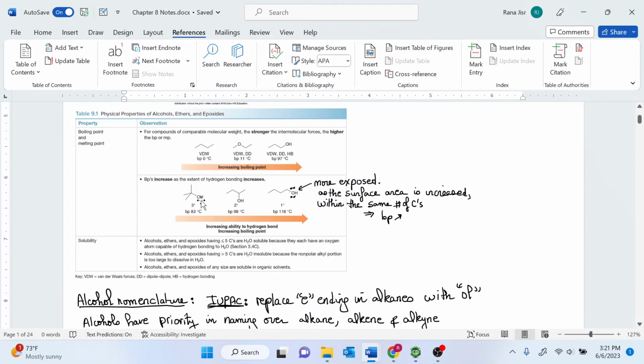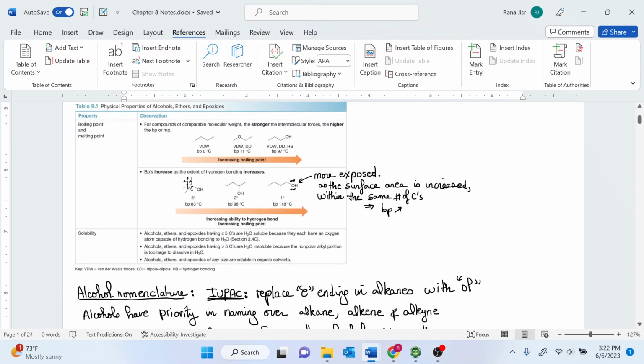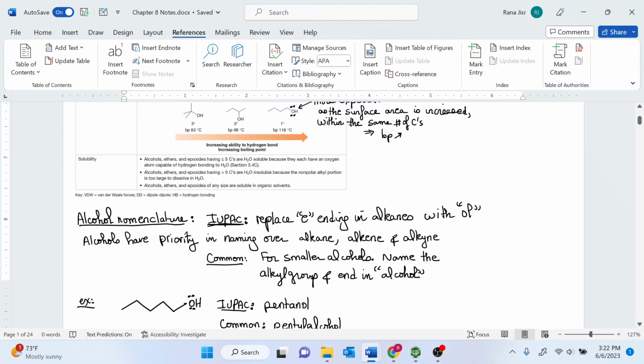With respect to the reactivity, as we mentioned, tertiary alcohols are way more reactive in reactions than secondary, than primary alcohol. With respect to the boiling point, the branching decreases the boiling point. So the higher the surface area of the alcohol, the more exposed it will be, of course, within the same carbon. So here I am comparing a chain of 5 carbons for all. So this increases the boiling point.